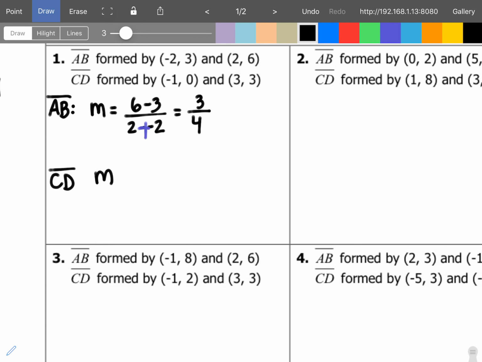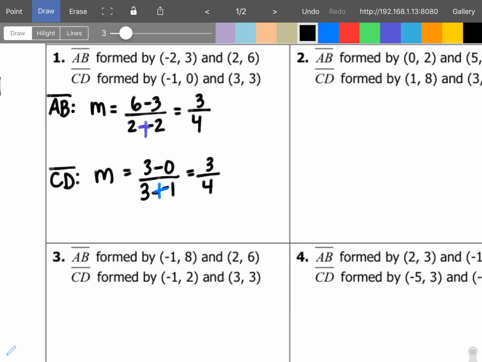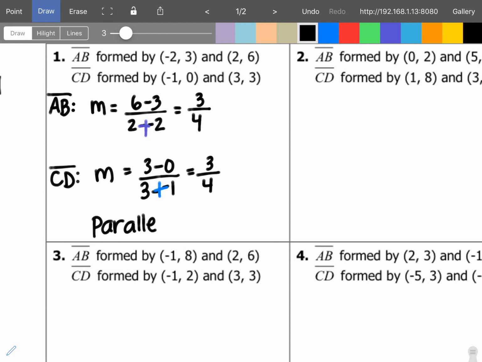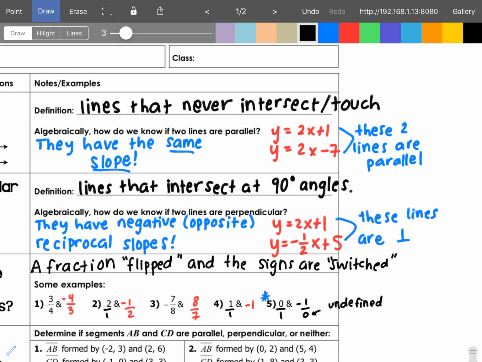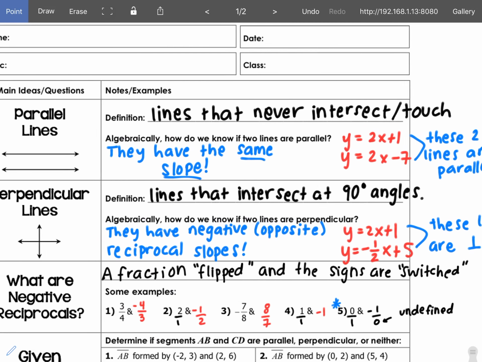Okay, let's find what the slope is. So we have y2 minus y1, 3 minus 0, over x2 minus x1, 3 minus negative 1. All right, we have that minus a negative again, so that's a positive. 3 minus 0 is 3, 3 plus 1 is 4. So are those two slopes, AB and CD, parallel, perpendicular, or neither? Well, since they have the same slope, 3/4 and 3/4, they're parallel. Remember up here it said lines that have the same slope, right here, same slope, are going to be parallel lines.